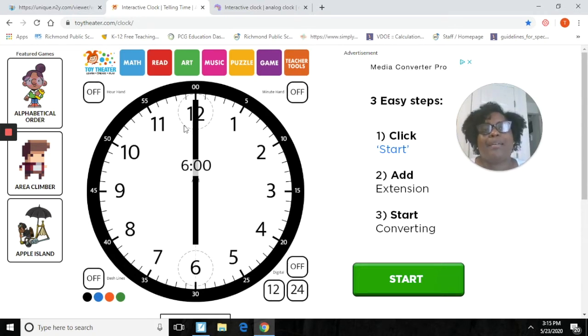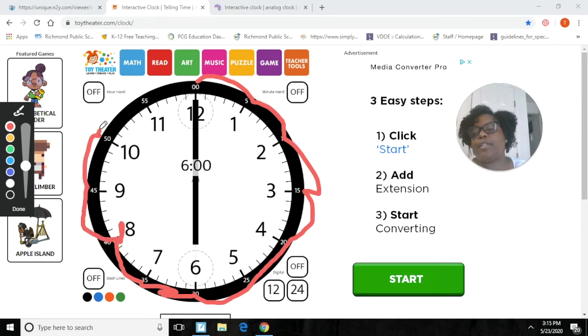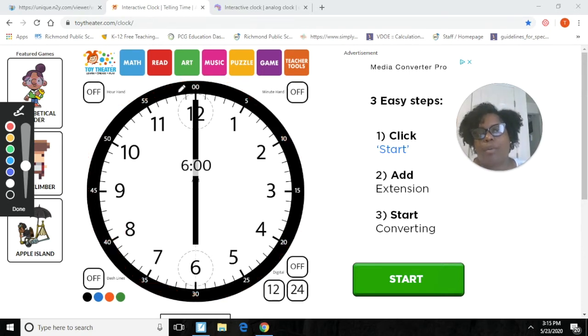Now, whenever you tell time to the nearest 5 minute, if you recall, that is our objective today, we always have to start with this 0 here, and we're going to count by 5, starting after 0, okay? Counting by 5. So watch me. 5, 10, 15, 20, 25, 30, 35, 40, 45, 50, 55, 60. Because we have 60 minutes in an hour, okay?